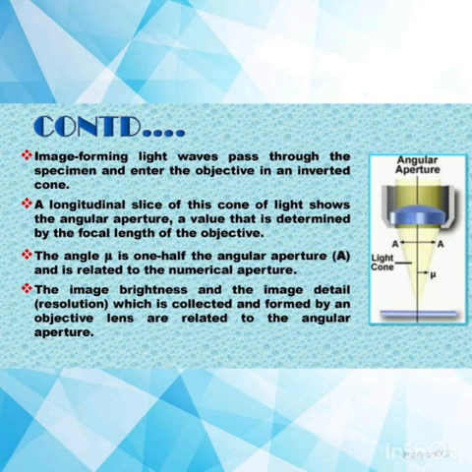Image forming light waves pass through the specimen and enter the objective in an inverted cone. A longitudinal slice of this cone of light shows the angular aperture, a value that is determined by the focal length of the objective. The angle mu is just half of the angular aperture and is related to the numerical aperture. The image brightness and the image detail, that is resolution, which is collected and formed by an objective lens, are related to the angular aperture.